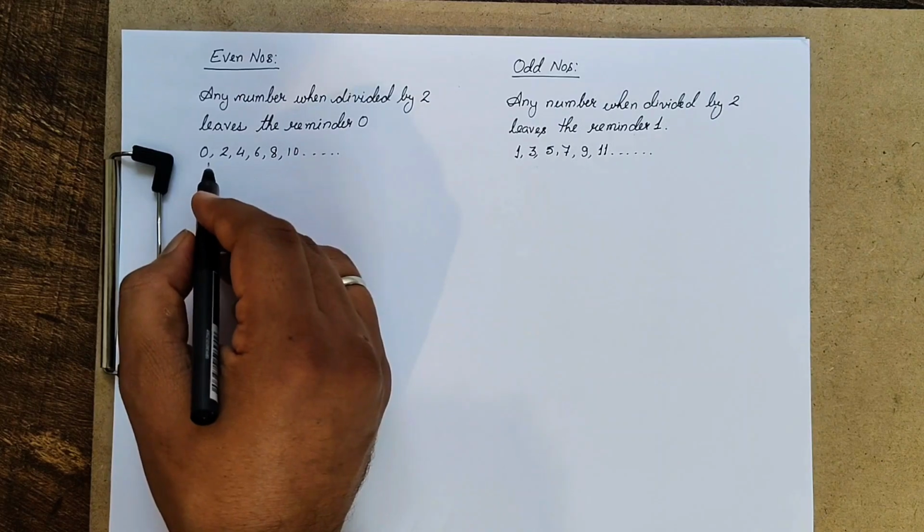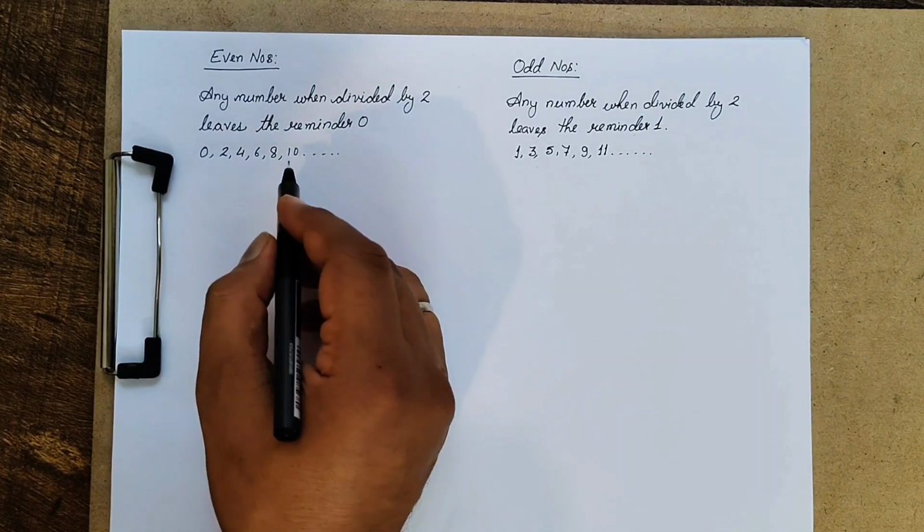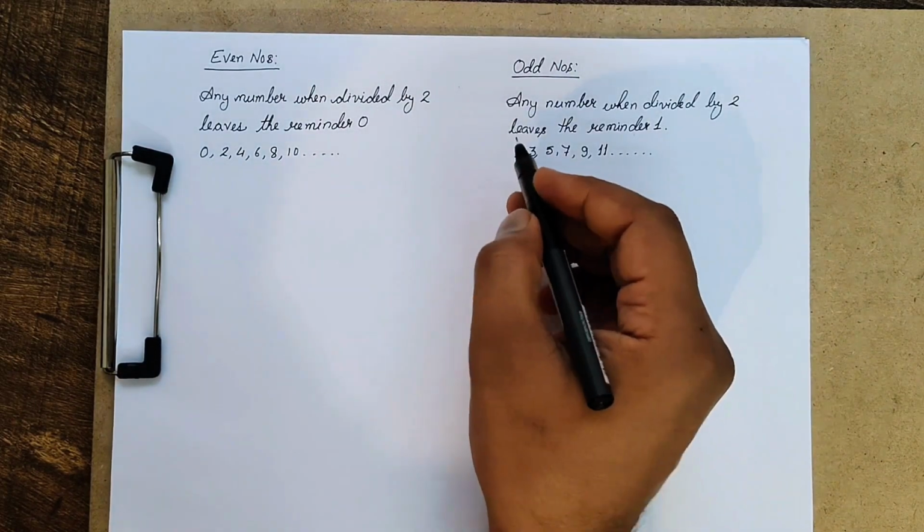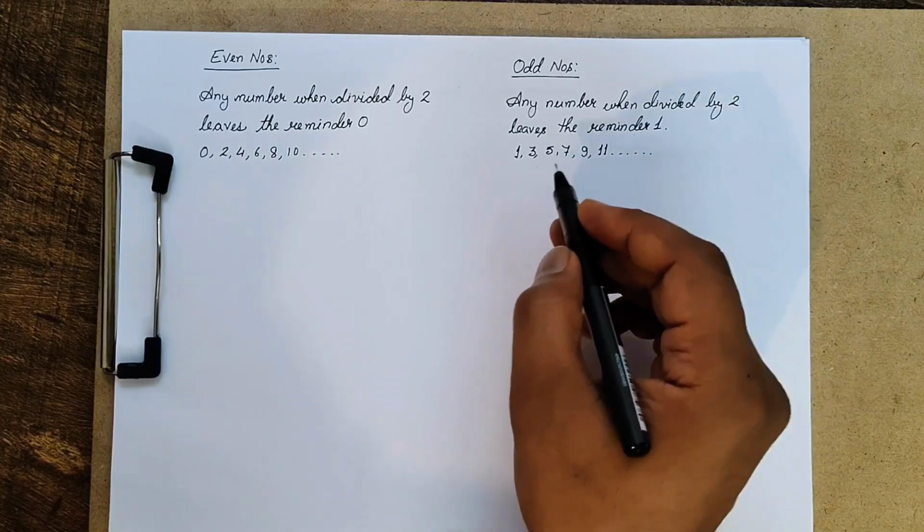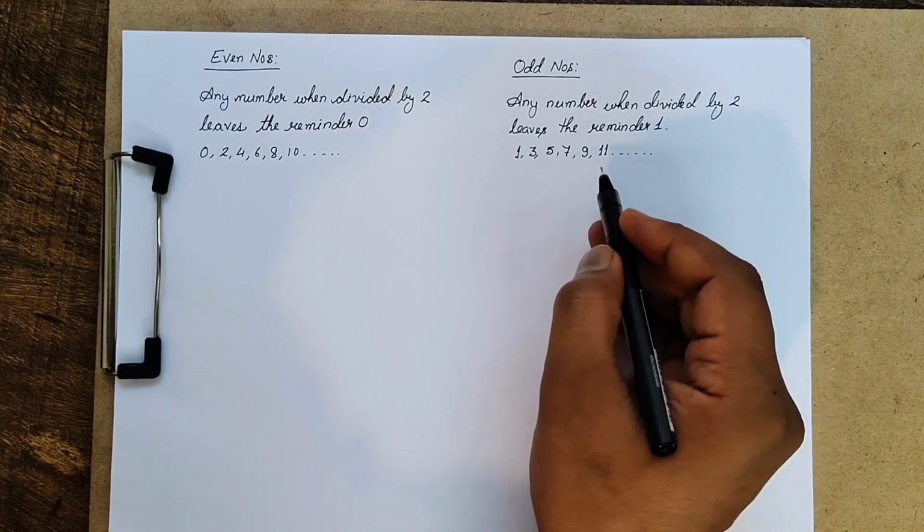Examples of even numbers are 0, 2, 4, 6, 8, 10 and so on. Similarly, examples of odd numbers are 1, 3, 5, 7, 9 and so on.